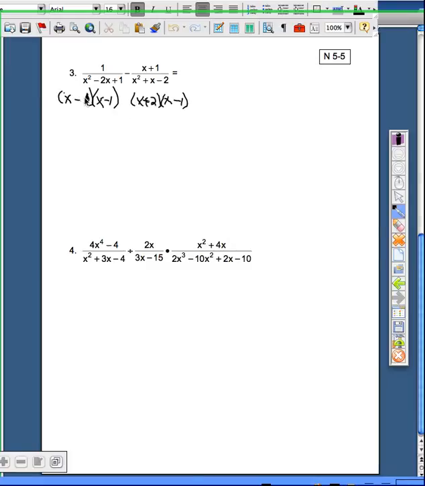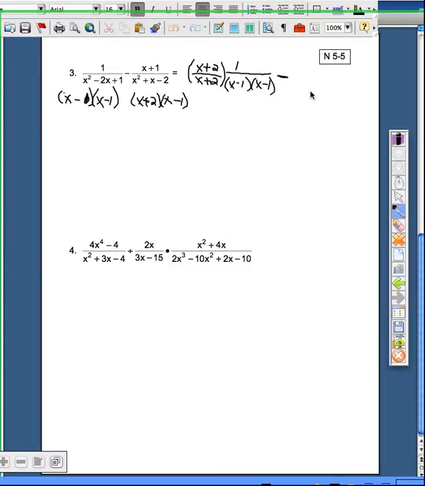All right, so we've got this factored. This has an x minus 1. It doesn't have an x minus 2. So we're going to multiply the first fraction by 1 in the form of x plus 2 over x plus 2. Multiply that by 1, and we have x minus 1 times x minus 1.